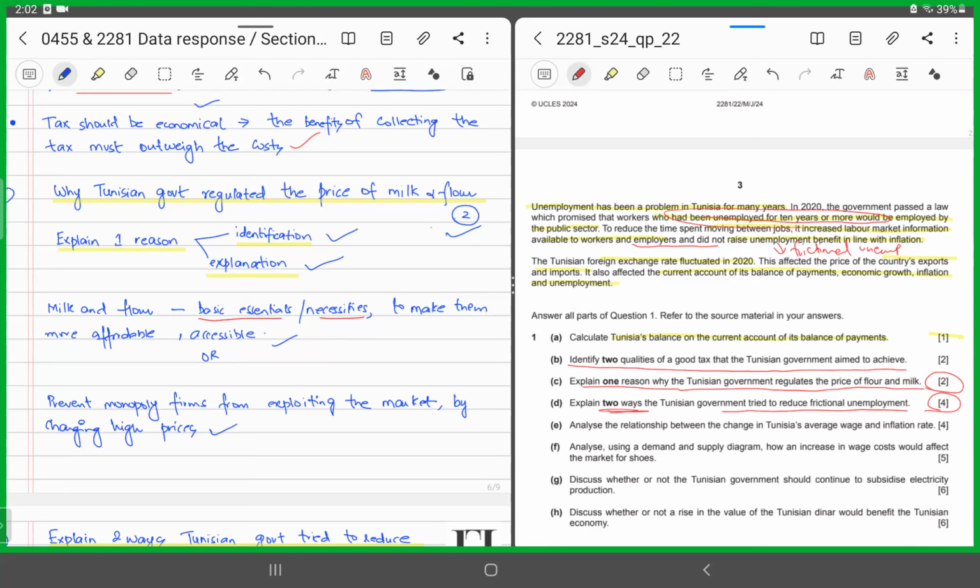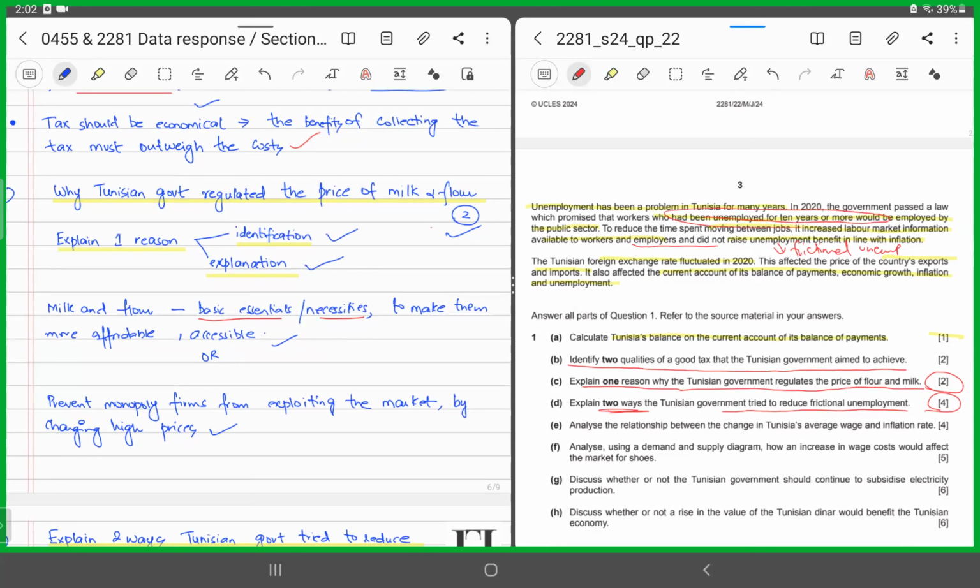All right, part E. Part E is asking us to analyze the relationship between the change in Tunisia's average wage and inflation rate. It's a 4-mark question. In order to answer this question, we have to look at this diagram. All right. Now, this diagram shows 2 things. A, the change in the average wage rate, and B, the inflation rate.